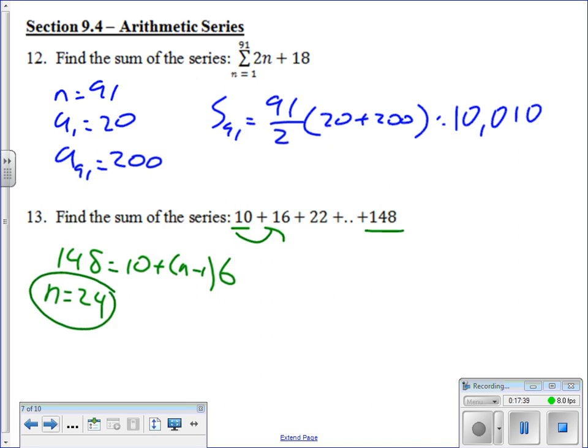So I have the first one, I have the last one, I have how many there are. So the sum of the first 24 terms is 24 over 2 times 10 plus 148, and you get 2,496.